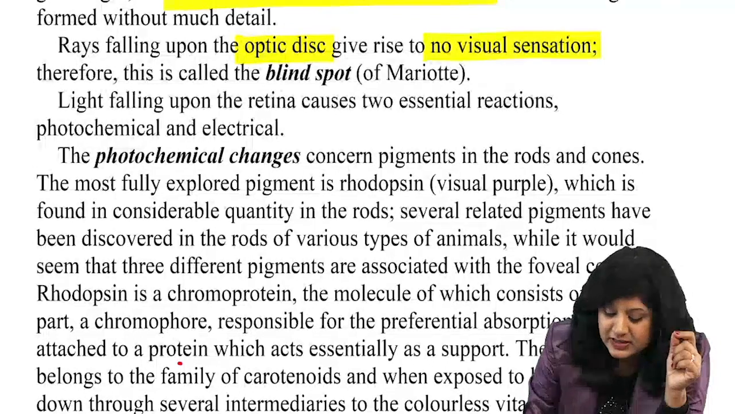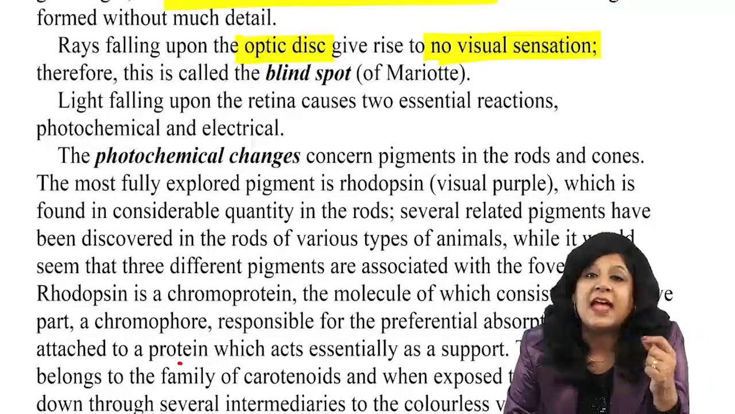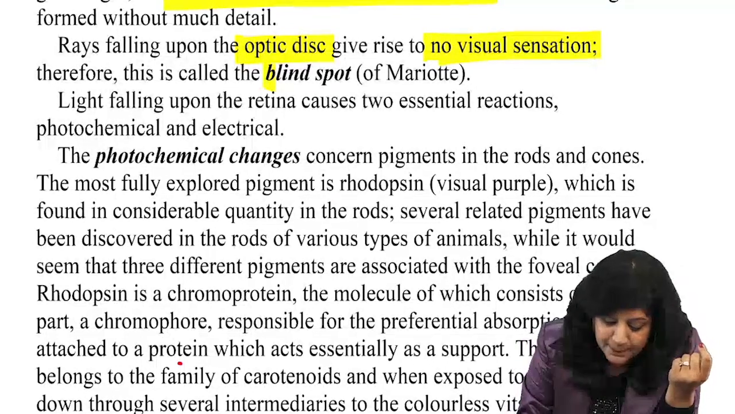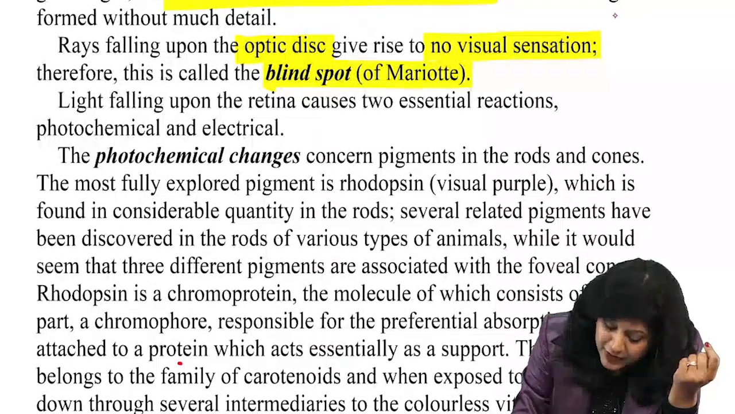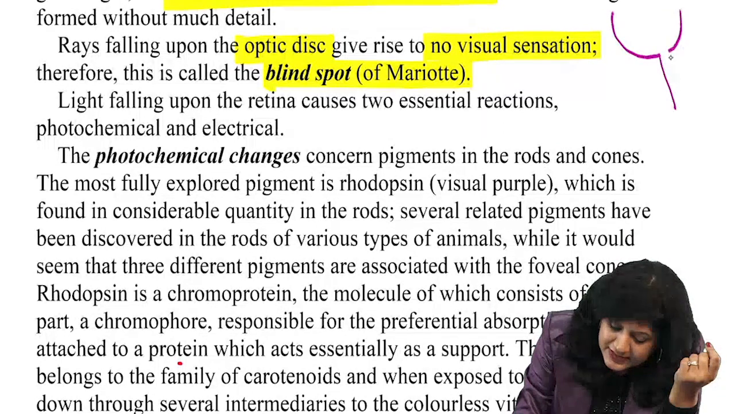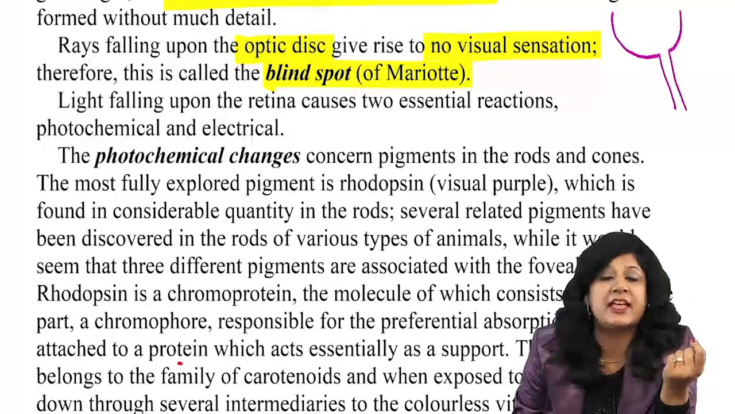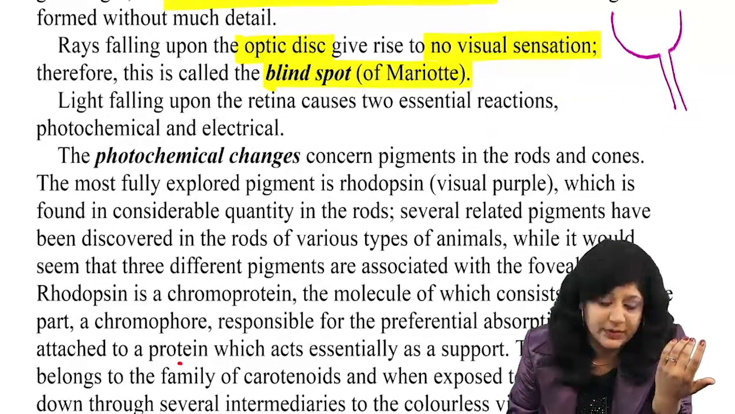Okay. Now coming to the optic disc, they are saying that the rays which fall on the optic disc give no visual sensation, and that is the reason it is called the blind spot of Mariotte. Now why does this take place? See, if I talk about the posterior surface, it is something like this. On the nasal side, the optic disc is there and that continues to form the optic nerve.